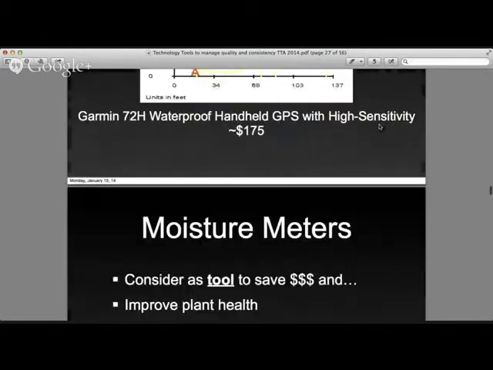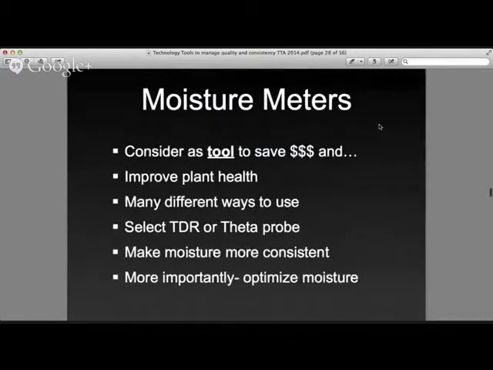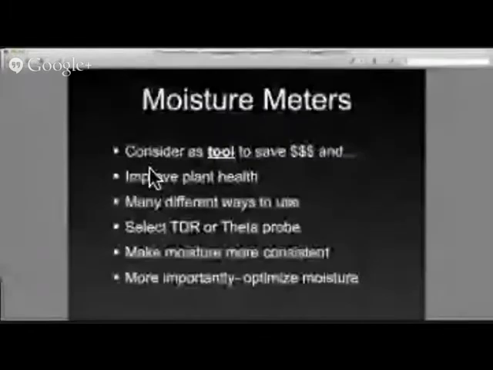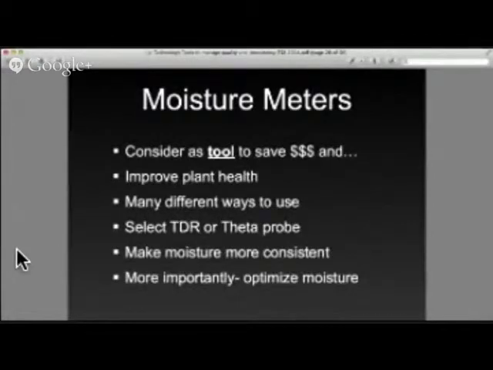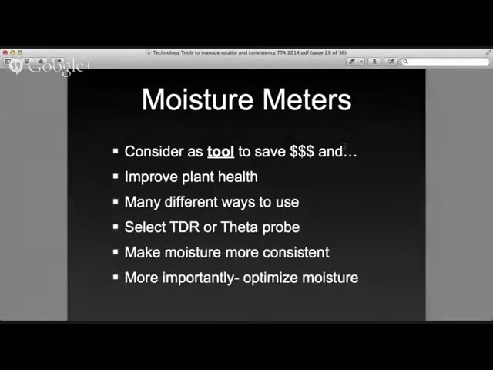So that's moisture meters. At the end of the day, you want to think of them as a tool that gives you the opportunity to save money, improve plant health because you're managing that moisture so that it's consistent. It's never limiting on the dry side or on the wet side. You have the ability to use it in a number of different ways. It's important to select a TDR or a theta probe. That spec meters is a TDR probe. The one that had 3 or 4 prongs earlier in the presentation is a theta probe.